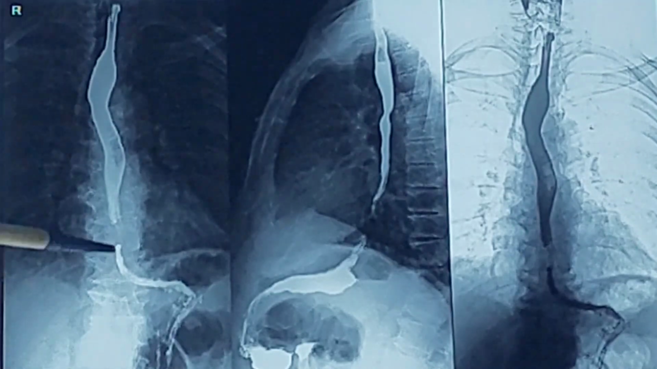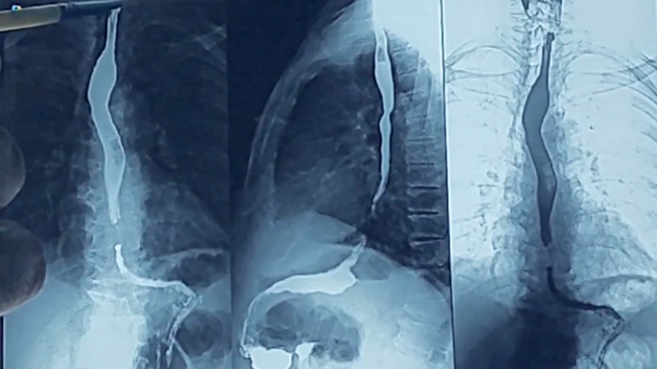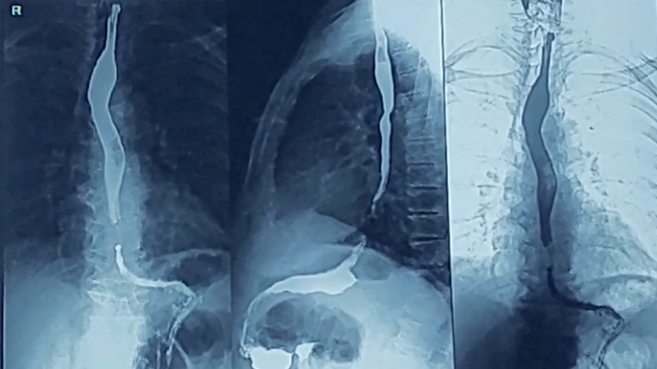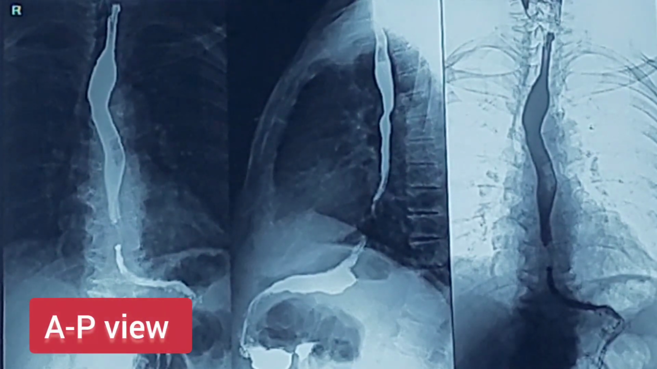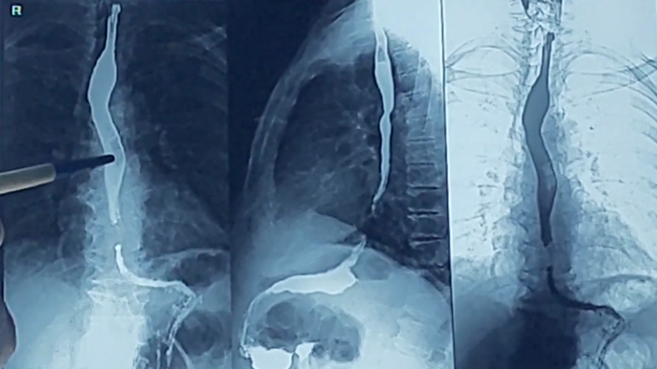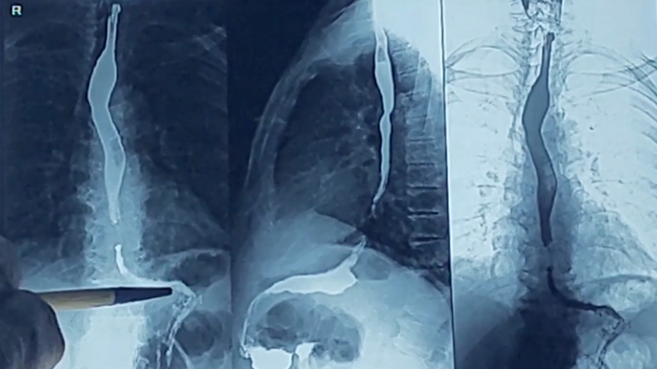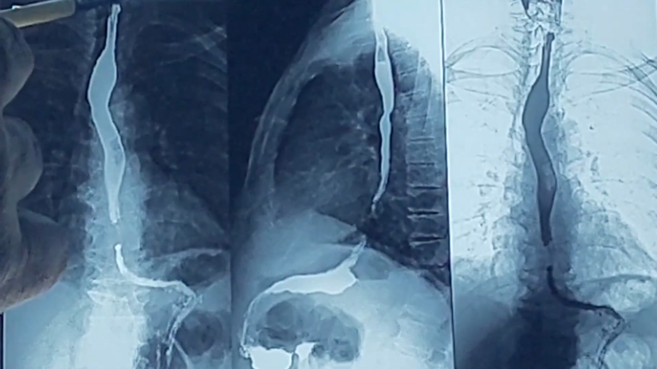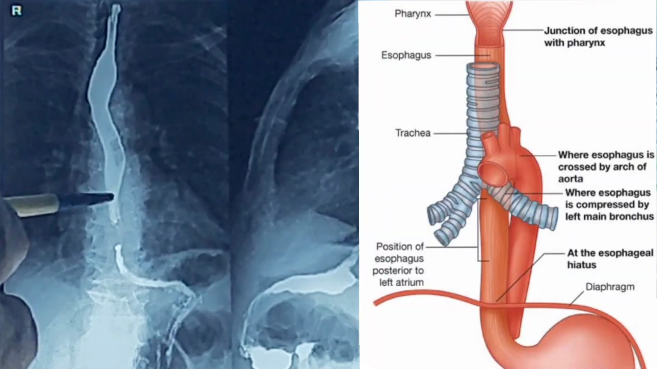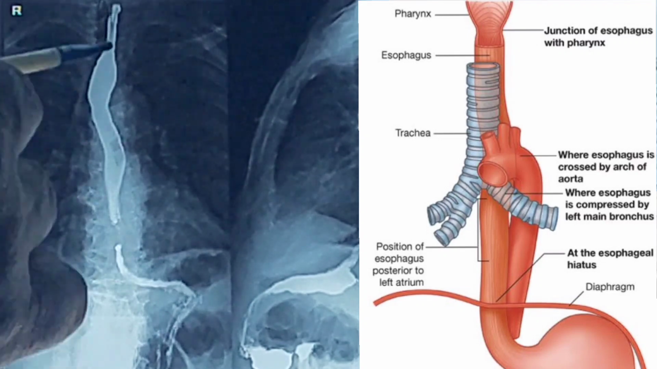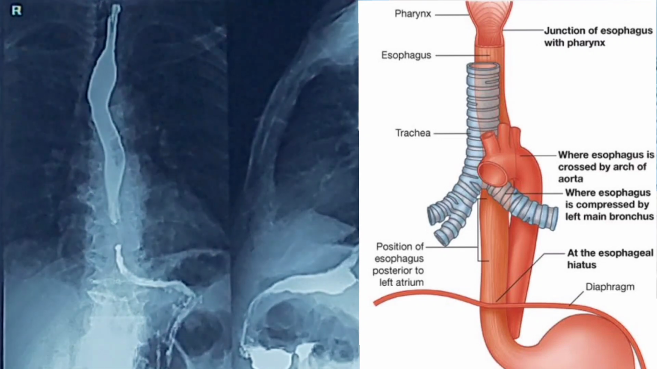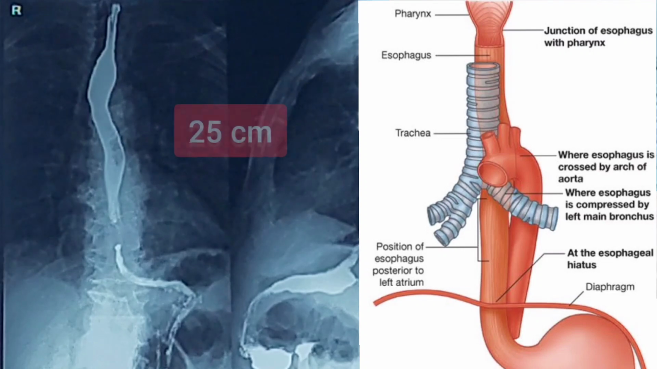And here in this film we can see this radiopaque shadow. It is an AP view, anteroposterior view, and the barium is passing through the esophagus and also coming into the abdomen like this. So this is the cervical part, then the thoracic part, and then this is the diaphragm. So this is the abdominal part of the esophagus. We can see the whole length of the esophagus. If you are asked what the length of the esophagus is, the total length is about 25 centimeters.